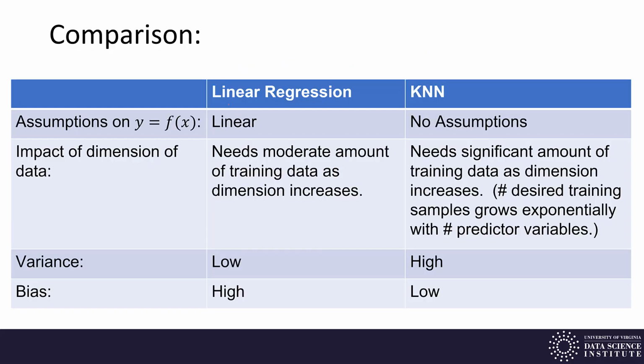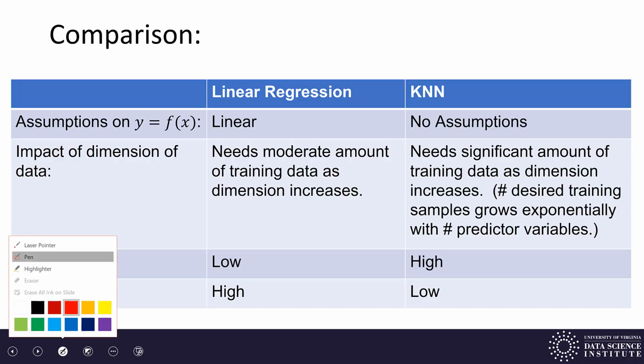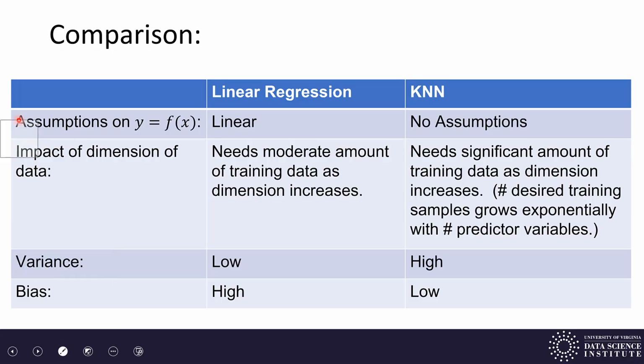So comparing K nearest neighbors to linear regression, and here we're talking really about the regression settings. This is K nearest neighbors regression versus linear regression. There's a couple of things we can look at when we're comparing these. First thing to look at is the assumptions that are made on the data. So the assumptions that are made on this relationship between the outputs and the inputs in our data.